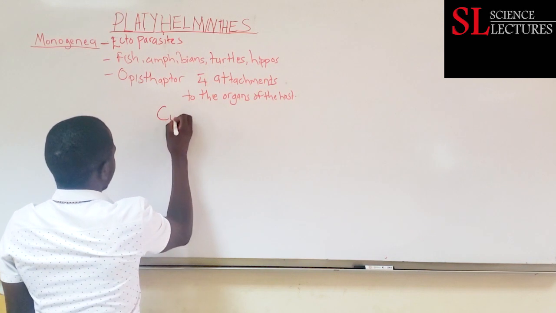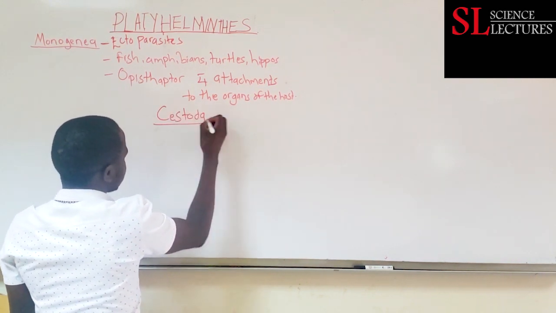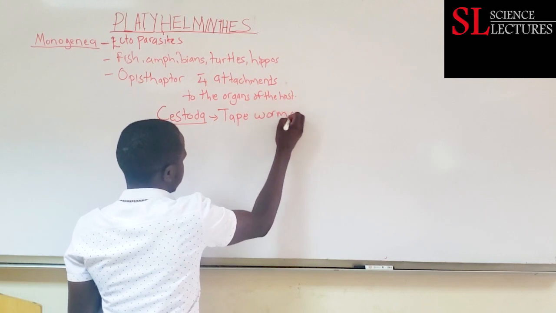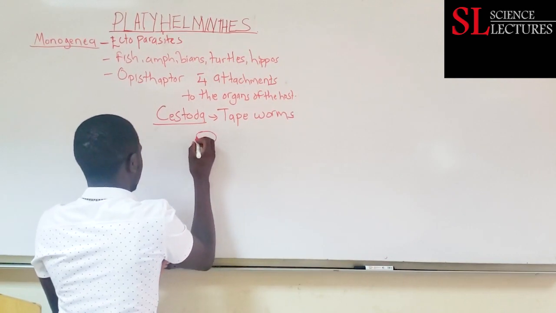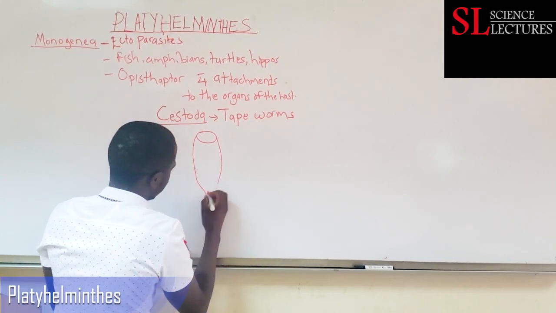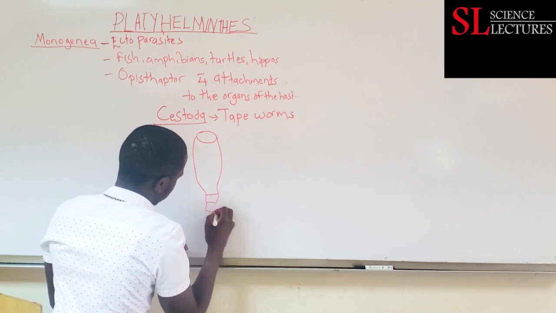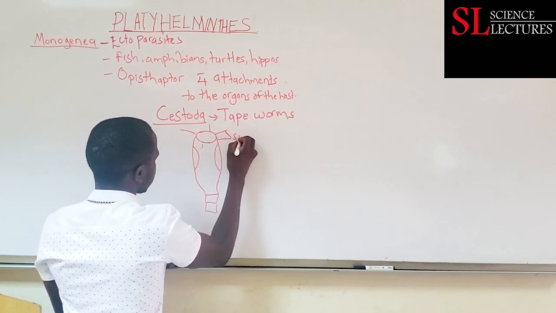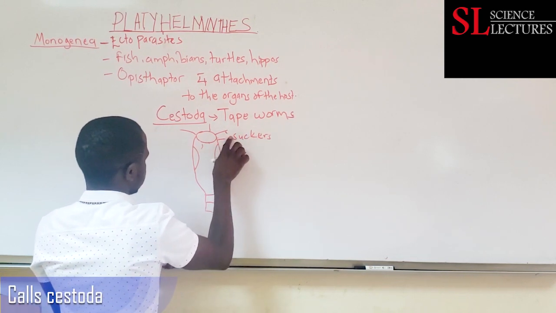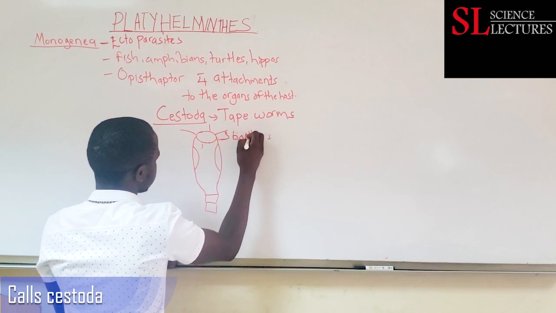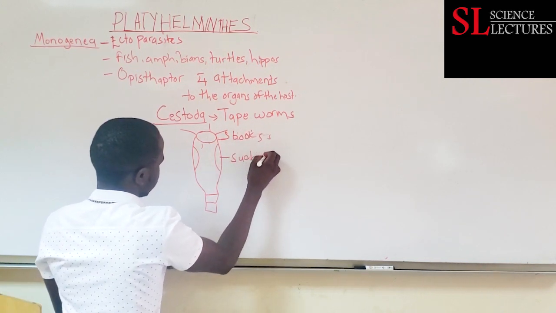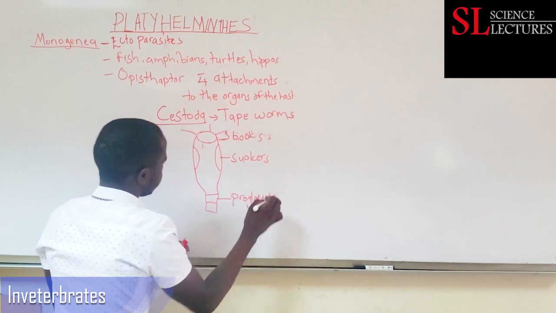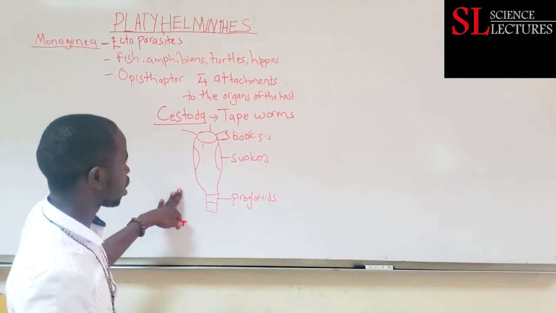Next is class Cestoda. This class Cestoda has the common organisms known as the tapeworms. If I try to draw the ultrastructure of the tapeworm, it looks like this. It has what we call suckers. These are suckers. These are hooks. Then these are suckers. Then it has what you call the proglottids. So this is just a simple structure of the tapeworm.